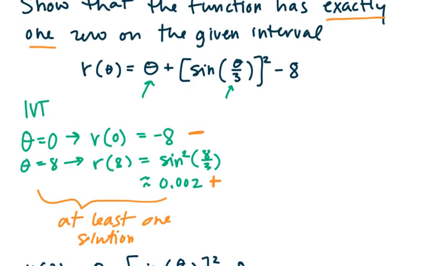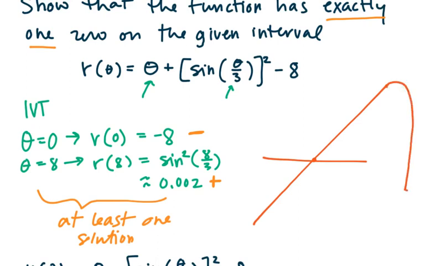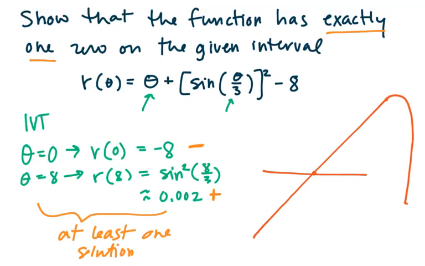It's always rising from left to right, and it has at least one solution. Well, if it's always rising, there's only one possible spot it could cross the x-axis. It's never going to turn back around and become decreasing. So thinking about what we were asked to do, we wanted to show that there was exactly one solution, and we showed two things. We showed that the graph was always increasing because the derivative is always positive, and then we also showed that by the intermediate value theorem there's at least one solution.